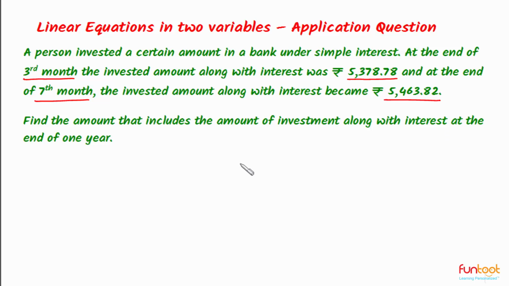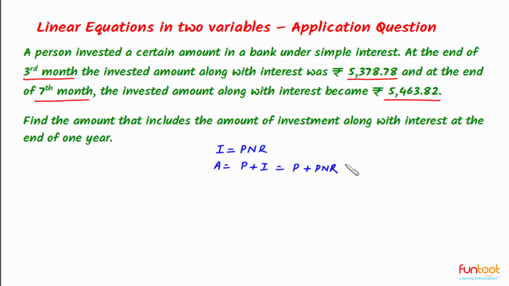Let's discuss the approach for doing this. We know the formula for interest is I equals PNR, where P is the principal, N is the number of time periods, and R is the rate. And the formula for amount is P plus I, that means P plus PNR. For finding the amount at the end of 1 year, that means at the end of 12 months, we need to find P and R.